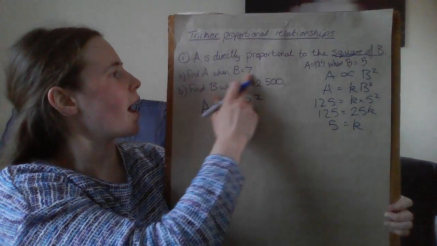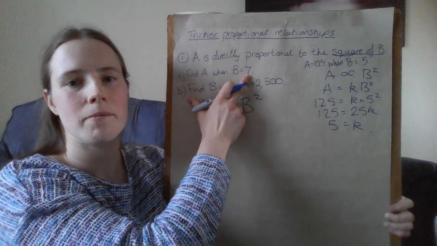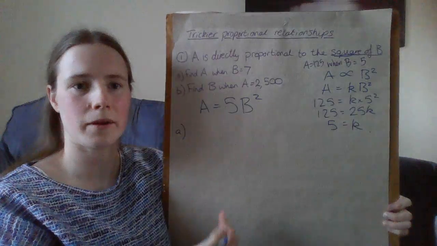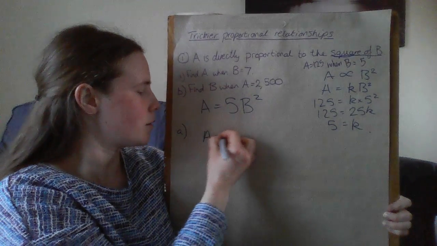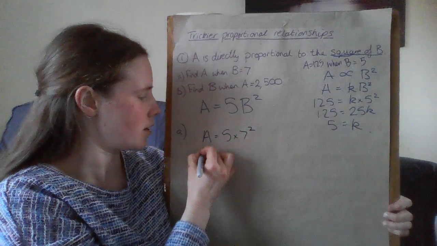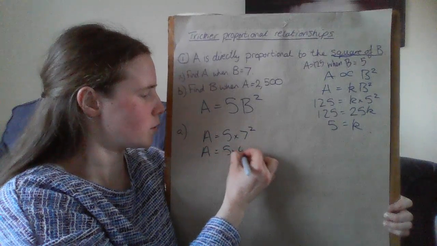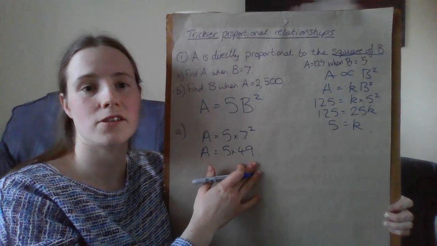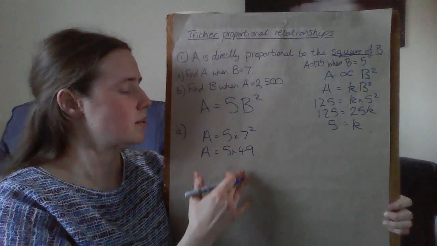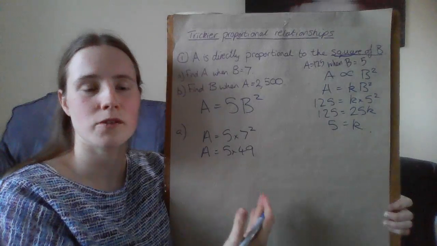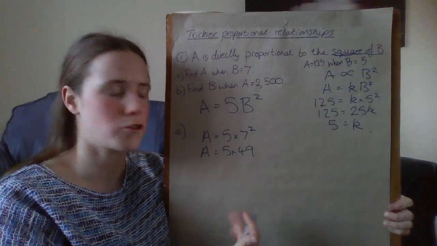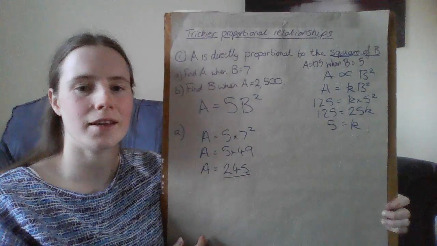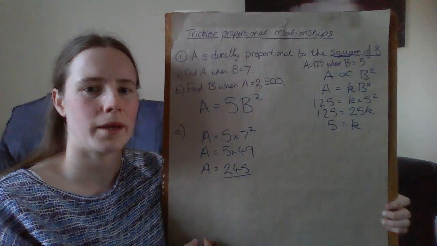Now looking at question A, we're asked to find A when B equals 7. So all I do is substitute 7 into there, and I can then solve for A. A equals 5 lots of 7 squared. A equals 5 lots of 49. Now, if you have to times by 5 and it's a tricky number, an easy way to do it is times by 10 and then half it. So 49 times 10 is 490. And then if I half 490, I'm going to get 245. So A is 245 when B is 7.